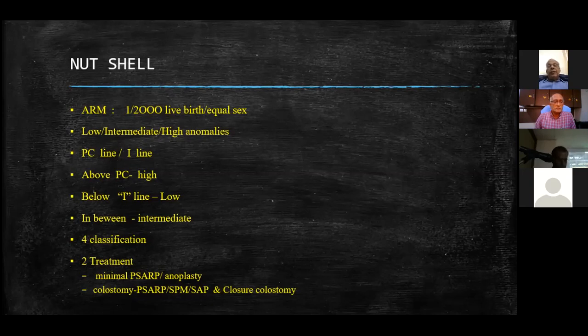And if there are no life-threatening anomalies, the babies do survive well. But there are long-term complications and they need long-term follow-up. But in general, a reasonably social life is possible with long-term follow-up. Any questions from the audience? Any questions to Dr. Gopi?